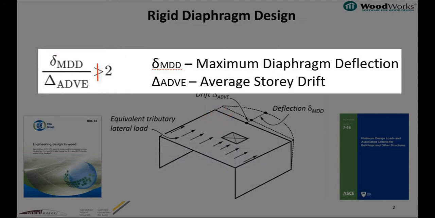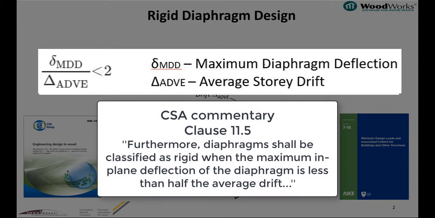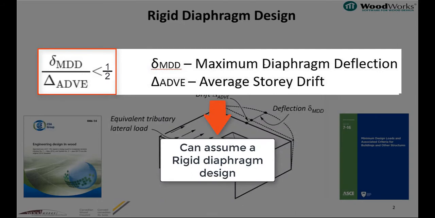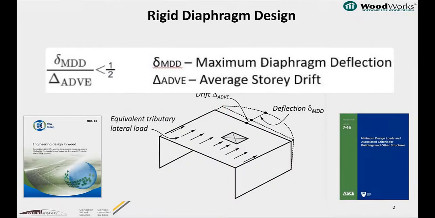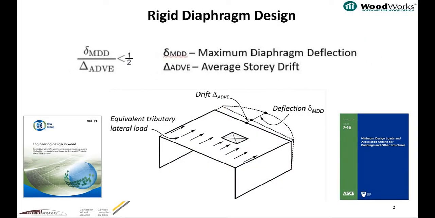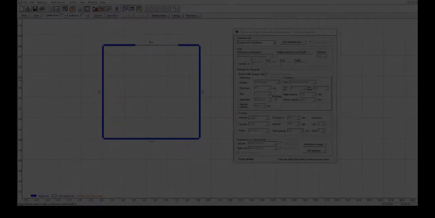Following CSA Commentary Clause 11.5, diaphragms shall be idealized as rigid when the maximum deflection is less than half the average story drift. This criteria can occur in mid-rise light frame wood structures. The Shearwalls software does not calculate diaphragm deflection at this time, so you would need to compare the shearwall deflection results from the software with diaphragm deflection results calculated separately.